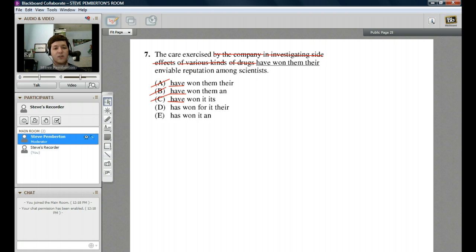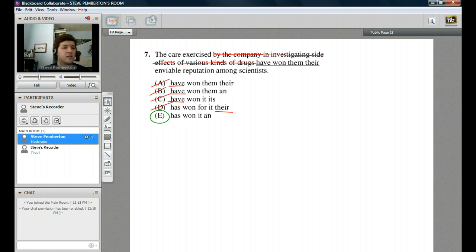So subject-verb errors can really help out. It's one of their favorite errors. So it's either has won for it there or has won it and enviable reputation. But we're talking about a company. You shouldn't say there when referring to a company. So not D, it has to be E.